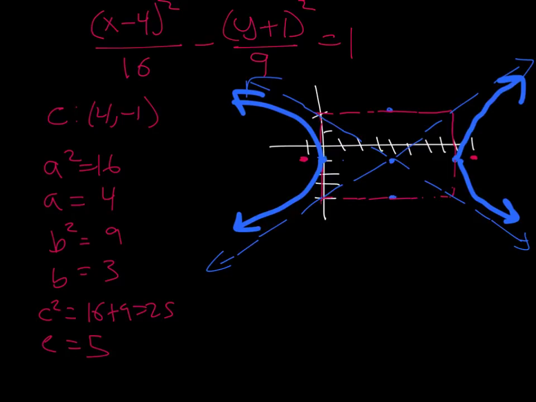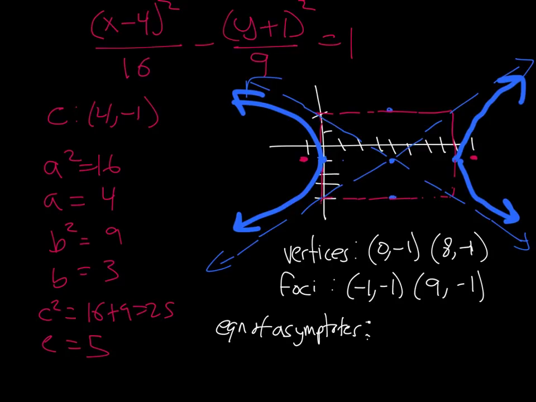Okay, now I want to list off all the vertices and the equations of the asymptotes. So I'm going to go ahead and just pop that list up here for you guys. Okay, there are the vertices, from the center, 4 to the right, 4 to the left, and the foci from the center, 5 to the right and 5 to the left. Okay, and the last thing we want to do is write the equation of those two asymptotes there.